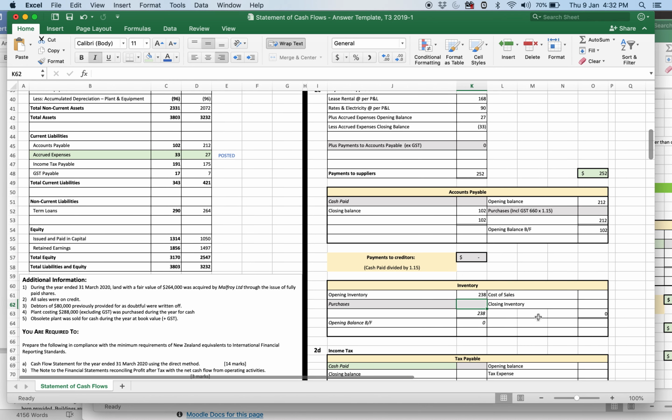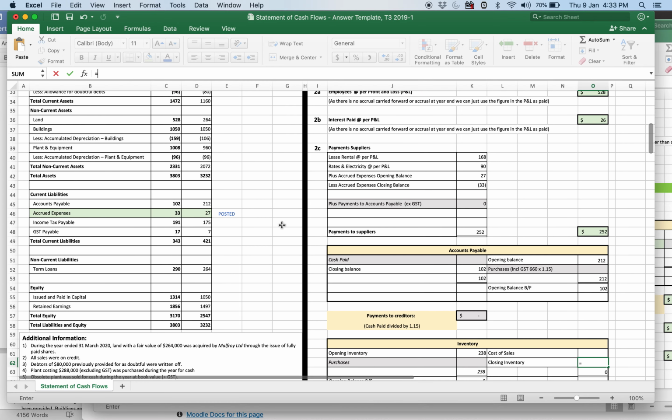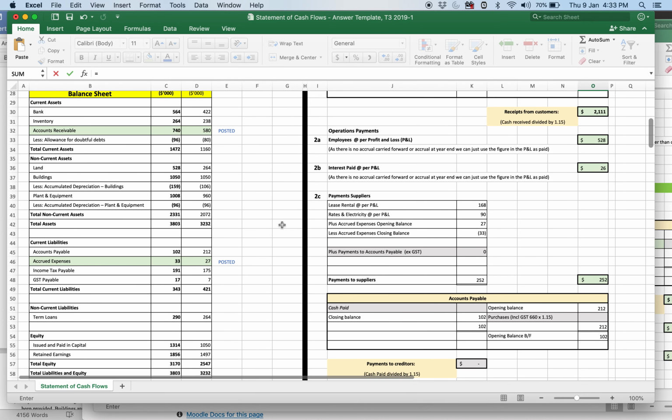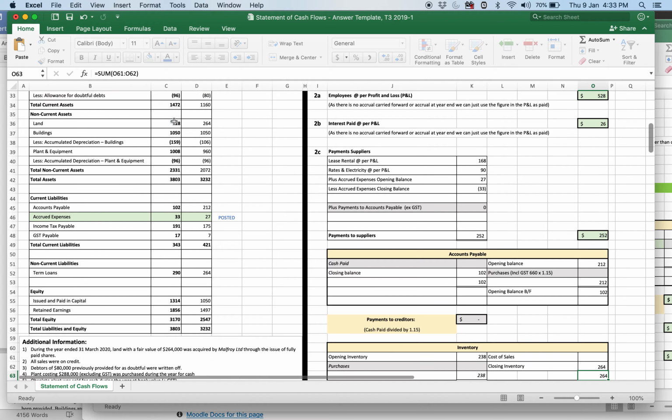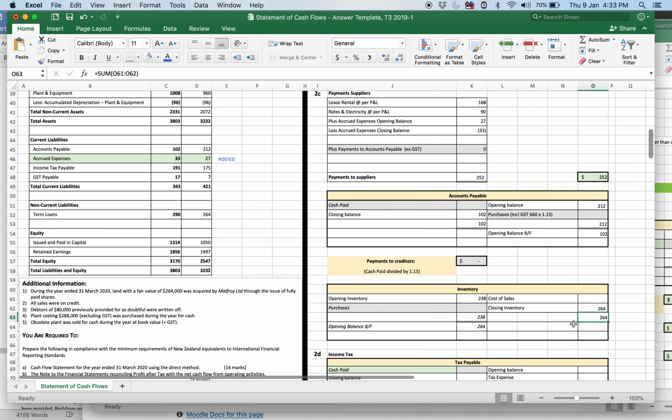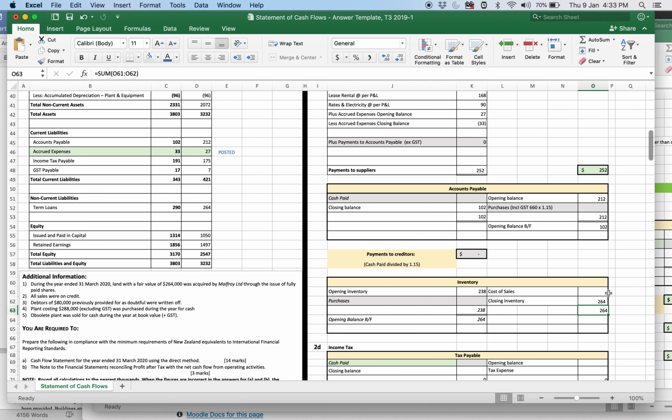Okay, we know what our closing inventory balance is. So that's what we started with, and that's how much we ended up with. Both of these inventory figures are already excluding GST. All right, so what we want to know is how much worth of stuff did we sell?